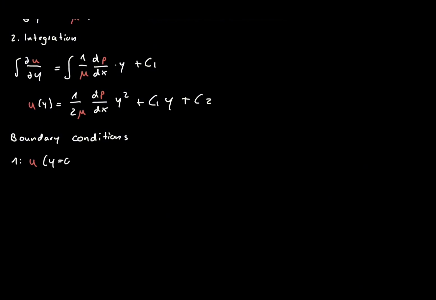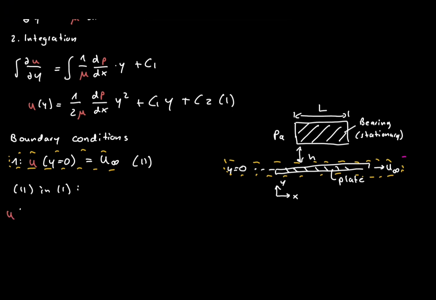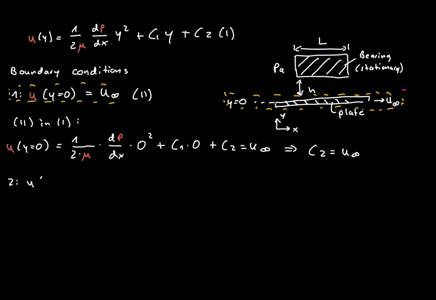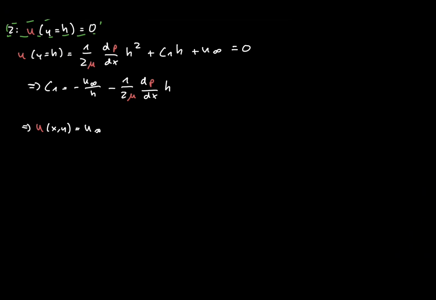At the lower plate, y equals 0, the velocity equals u infinity. This gives c2 equals u infinity. At the upper wall, y equals h, the velocity is 0. Substituting gives c1 equals minus u infinity over h minus 1 over 2 mu times partial p over partial x times h. Substituting the constants gives the velocity profile.